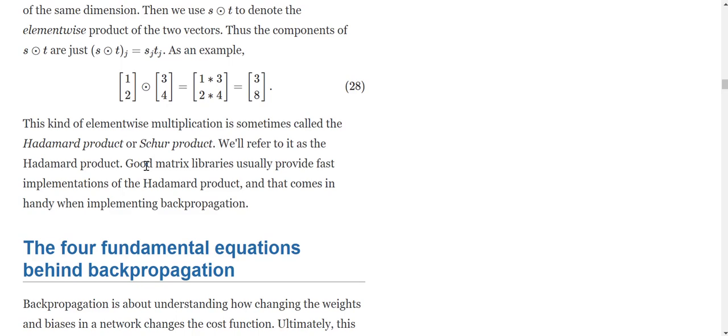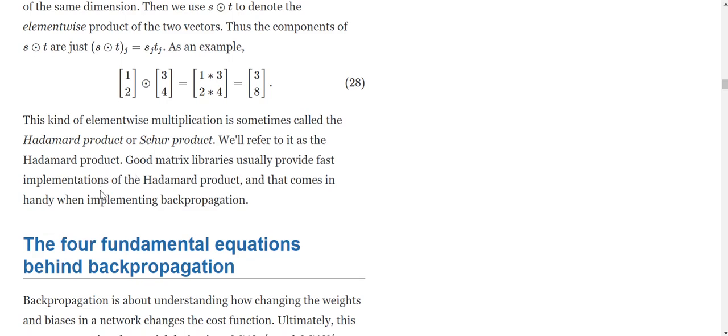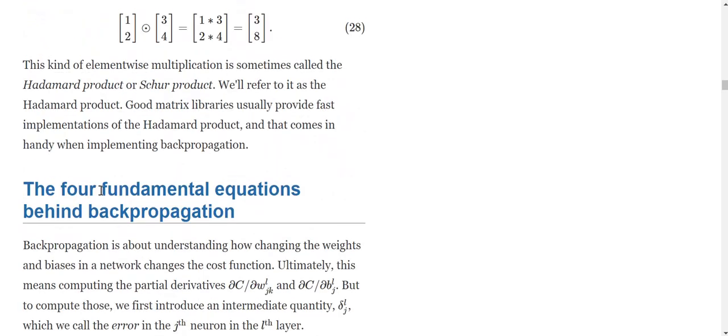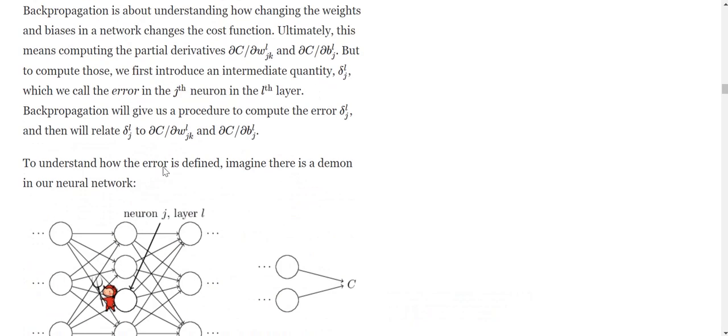Good matrix libraries usually provide fast implementation of the Hadamard product, and that comes in handy when implementing backpropagation. Okay, so you might be wondering what are good matrix libraries. Programming languages have certain constructs, and many of them have inbuilt libraries which implement a lot of functions for you. So you do not need to go ahead and implement everything from scratch every time you want to make a new neural network. This is what they mean by good libraries.